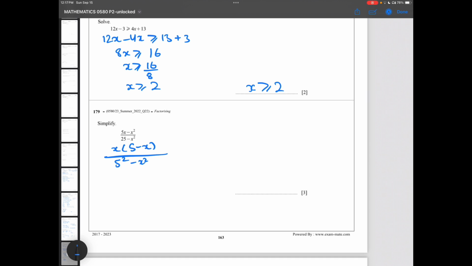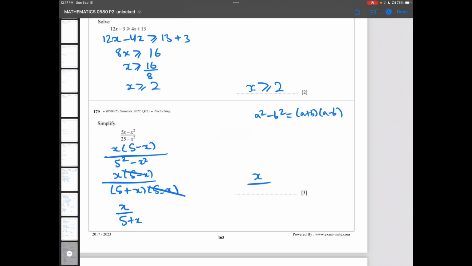Now we have 5 squared minus x squared in the denominator, and we can apply the third identity over here, that is a squared minus b squared is equal to a plus b times a minus b. So this denominator becomes 5 plus x and 5 minus x. Now you can see that we can cancel out 5 minus x from the numerator and denominator, and I am left with x upon 5 plus x. This has been simplified. We cannot simplify it further.